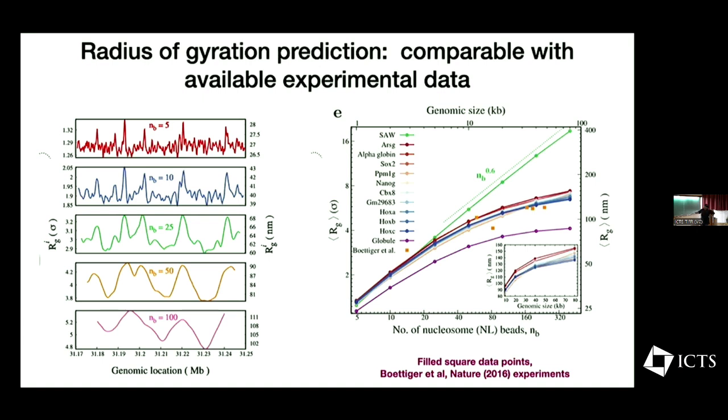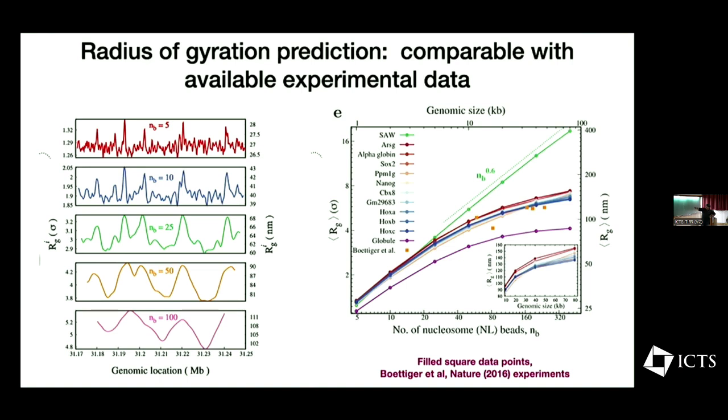And we can plot the average of this as a function of the size. For example, what is shown here is the genomic size, 10 kb, 20 kb up to 100 kb. And this is how the radius of gyration would look as a function of the size of the segment for different genes.